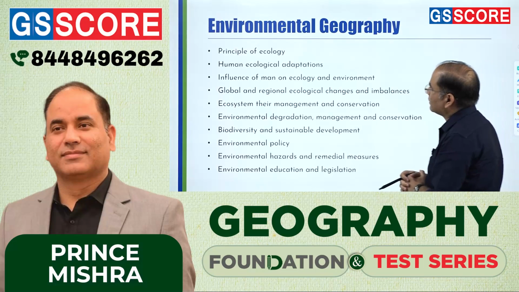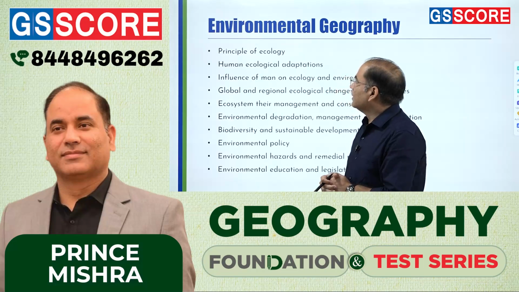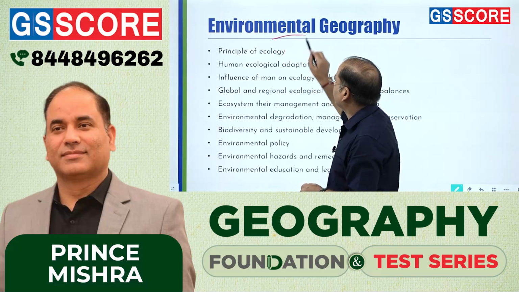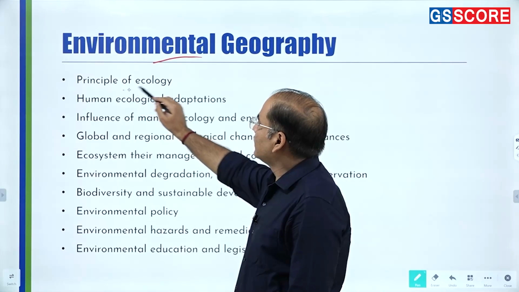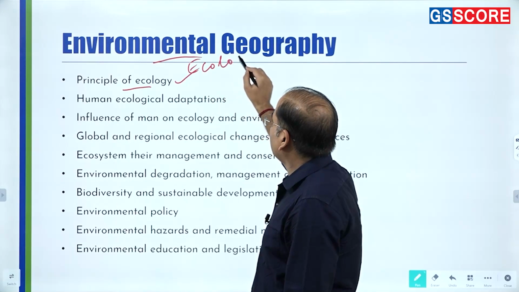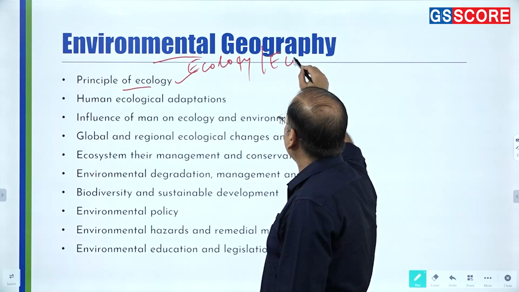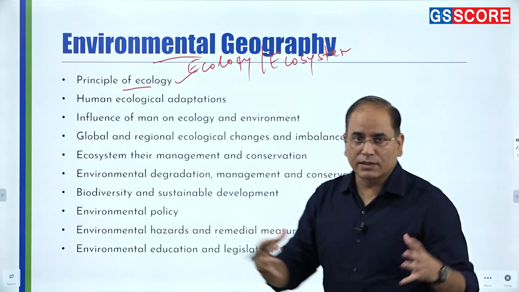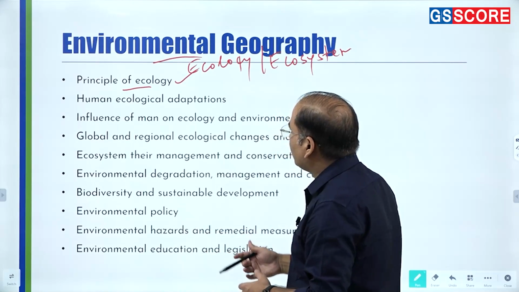Moving to the last part of this physical component. In the physical component, the last part is environmental geography. In environmental geography, the very first thing is the principles of ecology. So for this, first you need to know what is ecology, what is the ecosystem. So the concept of ecology, ecosystem, how ecology is working, that you need to know.